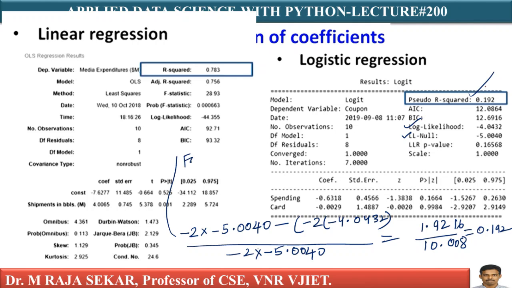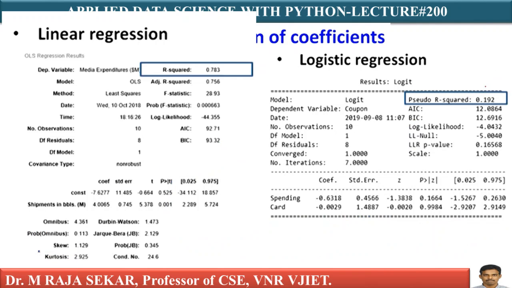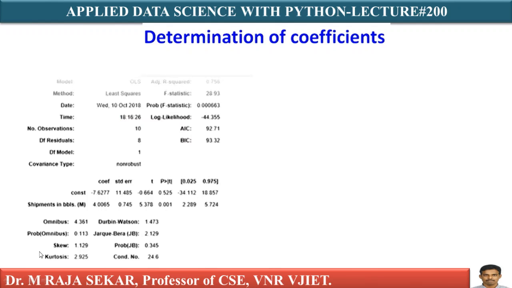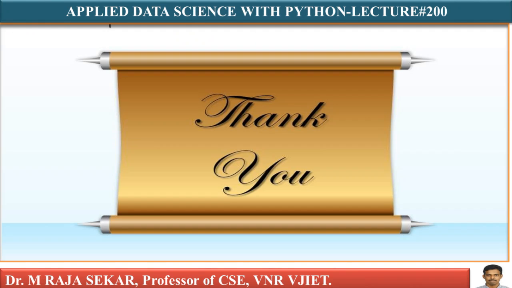I have the formula in my previous slide. Just refer to my previous slide. There is a formula for finding this pseudo R square. A higher pseudo R square indicates that the model is the best model. These are a few basic fundamental differences between logistic regression and linear regression.